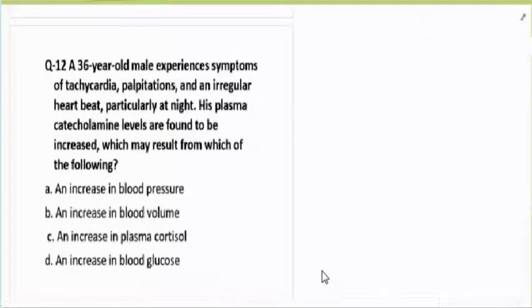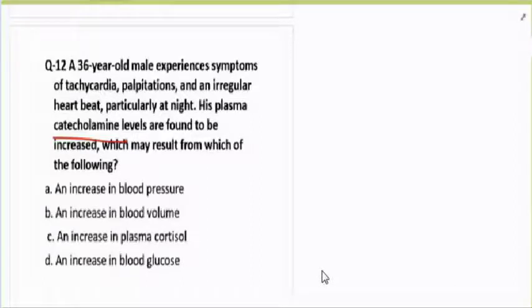Next, a 36-year-old male experiences symptoms of tachycardia, palpitations, and irregular heartbeat, particularly at night. His plasma catecholamine levels are found to be increased, which may result from which of the following, right? An increase in blood pressure. See, what will cause an increase in the level of catecholamines? That means an increase in the level of catecholamines is anything which increases the sympathetic discharge, right? Increase in sympathetic discharge.